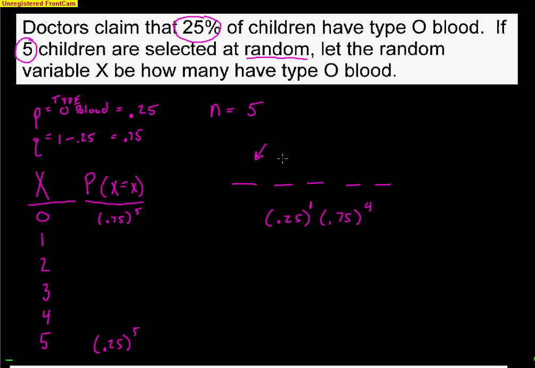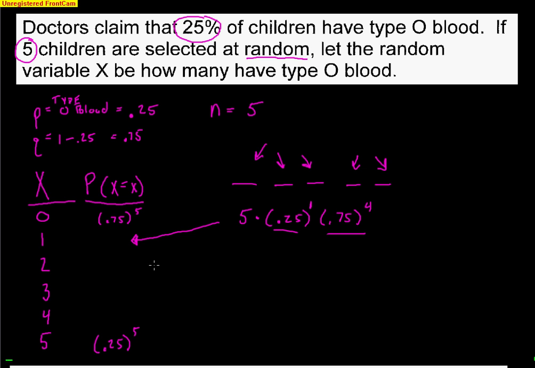It could be this one, or this one, or this one, or this one, or this one. There's 5 different ways that I can have that. So all of the different ways look like this: 1 success, 4 failures. But I have to understand that I need to multiply this by 5 because there's 5 different ways it can happen. So that's what would go here for the probability of 1. It's not just as simple as this, right? I need to have that 5 in front because I have to understand there's 5 different ways it can happen.